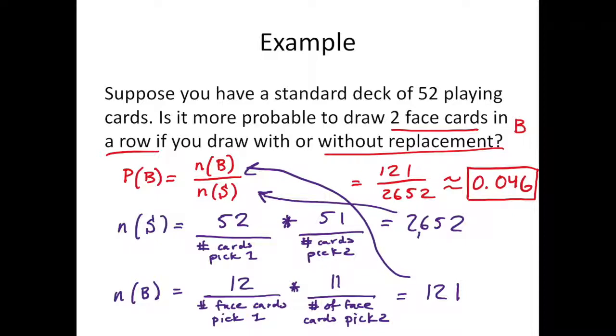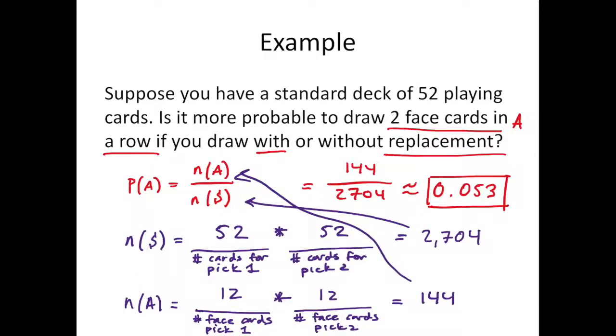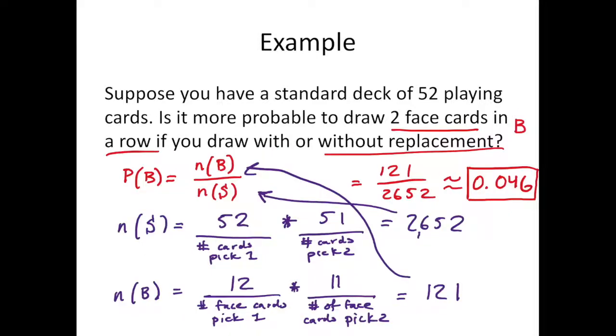So the total number of ways I can get 2 face cards in a row is now just 12 times 11, or 121. So my numerator is decreased as well. When I plug those 2 numbers in and calculate the probability, I get about 4.5% now. Remember, in the previous slide, it was a little more than 5%. So I see that with replacement, the likelihood of getting 2 face cards in a row is slightly higher than if I don't replace the card after the first draw.